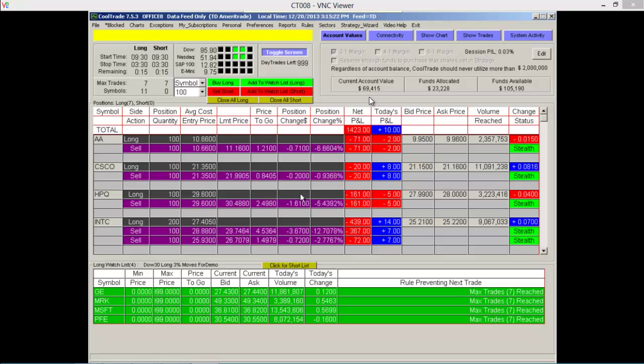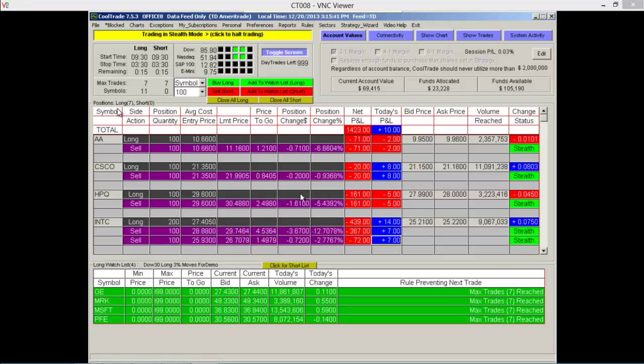So this one here started with 50,000. It's up to 69,415. You'll see over here it's only got 23,228 allocated. And the way this particular strategy is set up is it's just got a little bit of money in the market, and it's waiting for the market to correct before it buys more stock.